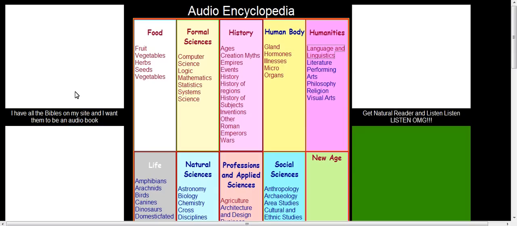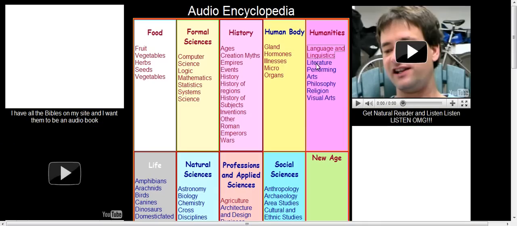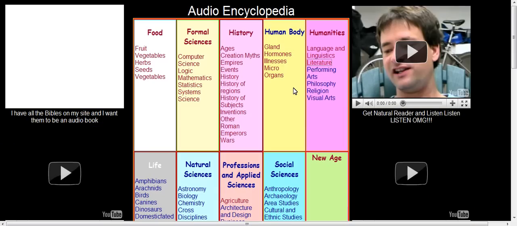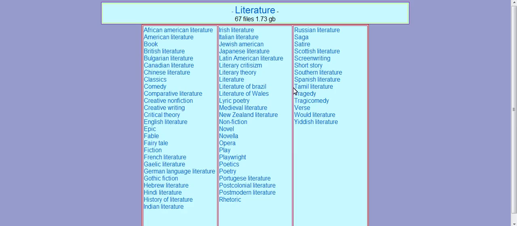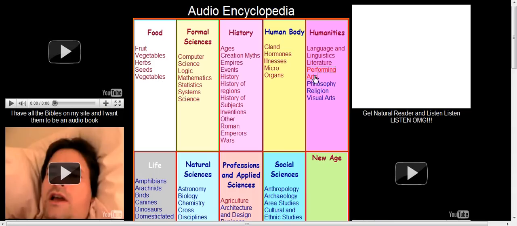So, in languages and linguistics, what does that consist of? Well, there's 25 different kinds of languages and linguistics: applied morphology, processing, new Englishes. What different kinds of literature are there? Tragedy, genre, tragic comedy, verse. I'd like to plug these onto my timeline later.